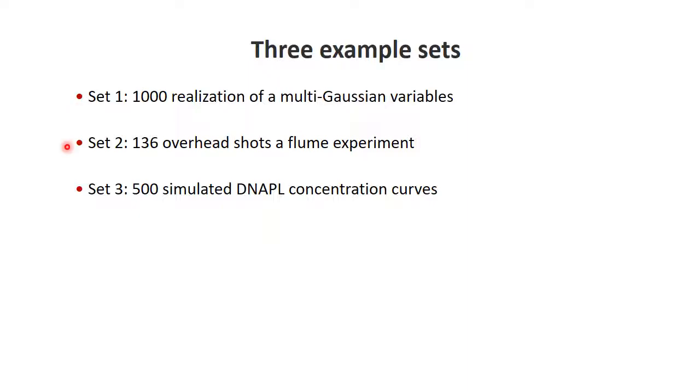In the second set, I look at something completely different. So now I don't look at a computer-generated model or a set of images, but I look at some real images from a flume experiment. In the last example, I look at something more relating to data or predictions we'd like to make. In this particular case, I was looking at 500 simulated DNAPL concentration curves. These are the concentration curves I showed you in the beginning for that particular case.